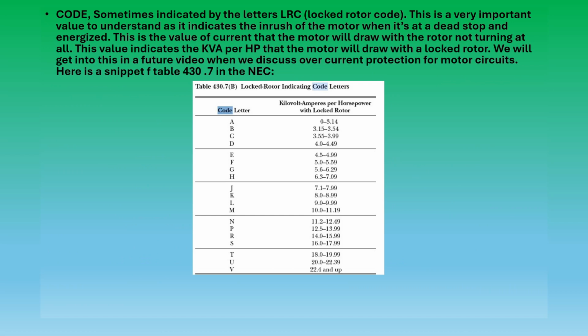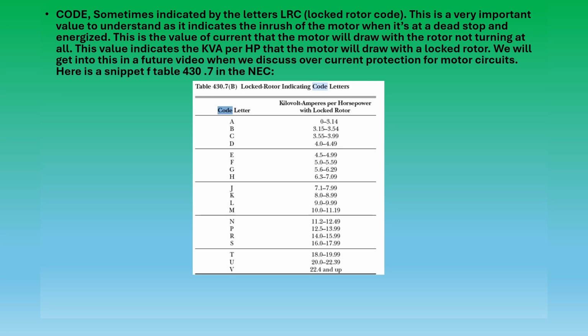Code. This is the locked rotor code letter, sometimes indicated by the letters LRC, so sometimes it may actually say LRC on the nameplate. This is a very important value to understand as it indicates the inrush of the motor when it's at a dead stop and energized. This is a value of current that the motor will draw with the rotor not turning at all. This value indicates the kVA per horsepower that the motor will draw with a locked rotor. We will get into this in a future video when we discuss overcurrent protection for motor circuits.